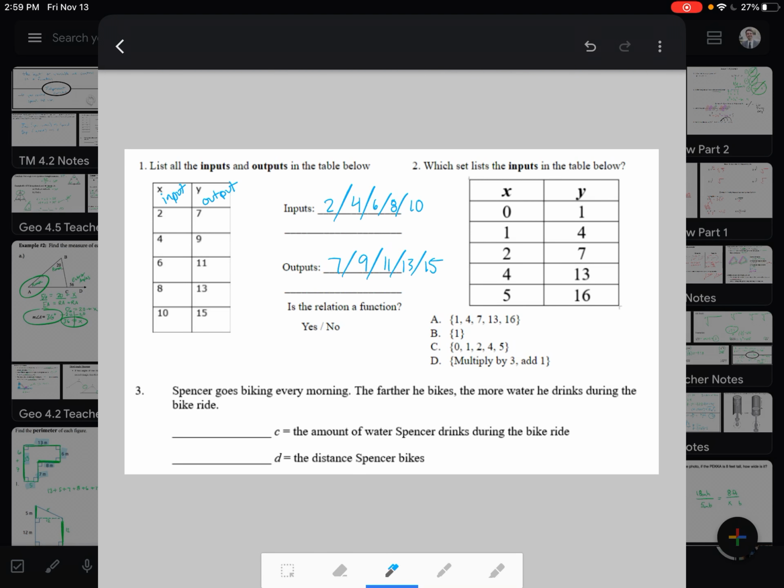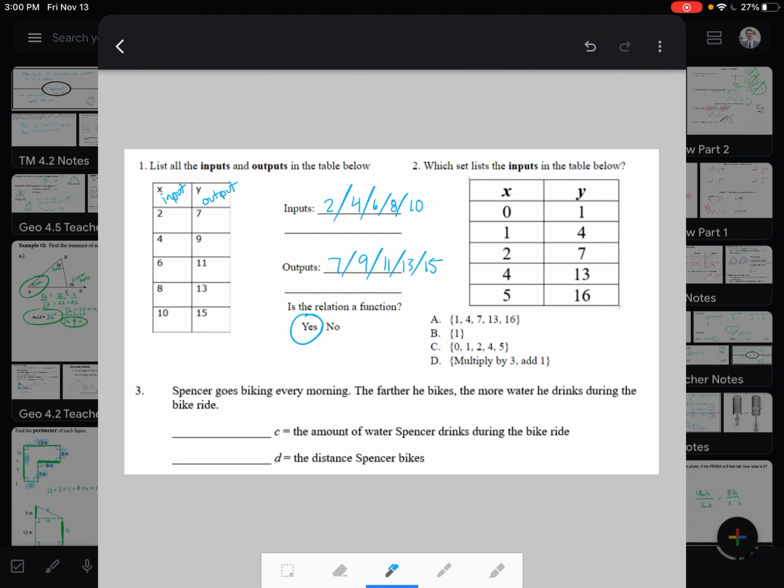Is this a function? Well, do we have any repeating inputs with more than one output? So for example, if we have 2, do we have multiple values that could come out based off of x being 2? Well, in this case, no repeating inputs. So is this relationship a function? Yes, it is. So that's the idea. We can do that for the second one as well. Look at the inputs, look at the outputs, see is it a function.